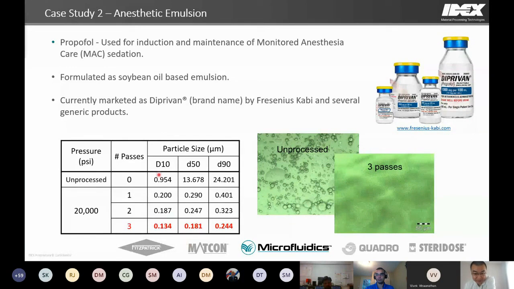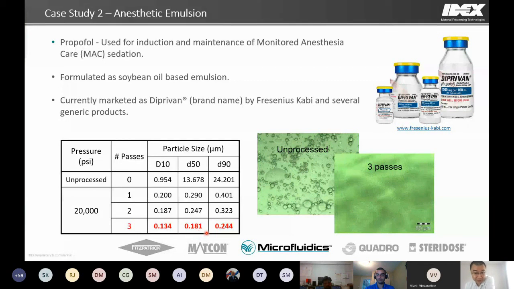So when you look at the particle size data shown in this table, you can see we quickly achieved a D50 particle size of around 180 nanometers. And please note that this measurement is based on volume, which means in this case the D50 particle size represents that 50% of the droplets in terms of volume are smaller than this size.